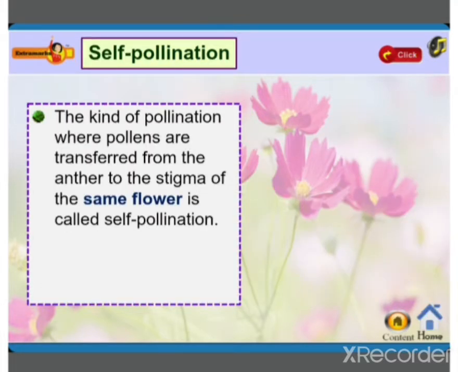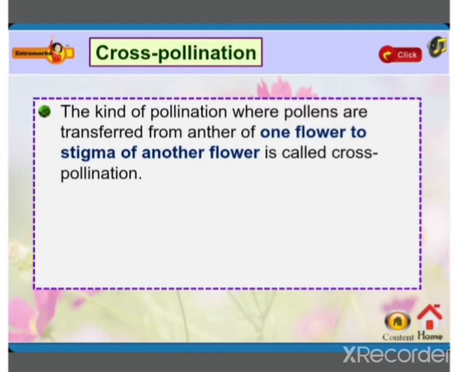First, we will learn about self-pollination, the kind of pollination where pollens are transferred from anther to stigma of the same flower is called self-pollination. Next, we shall look what happens in cross-pollination, the kind of pollination where pollens are transferred from anther of one flower to stigma of another flower of the same species is called cross-pollination.